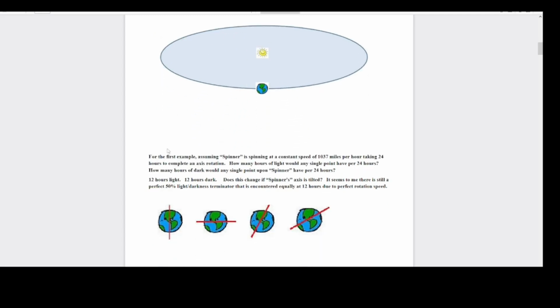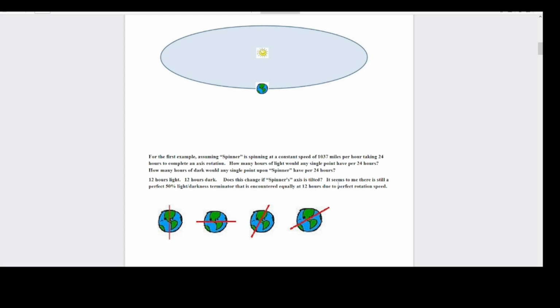So in this first example, assuming spinner is spinning at a constant speed of 1037 miles per hour, taking 24 hours to complete an axis rotation, how many hours of light would any single point have per 24 hours? How many hours of dark would any single point upon the spinner have per 24 hours as well? Well, it's fairly simple that we should have 12 hours of light, 12 hours of dark. And the question is, does this change if the spinner's axis is tilted?